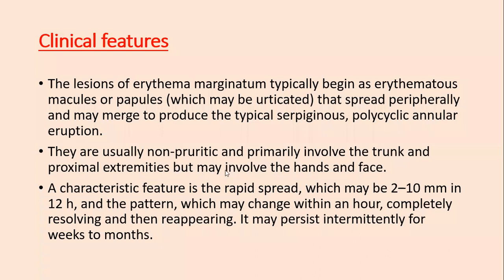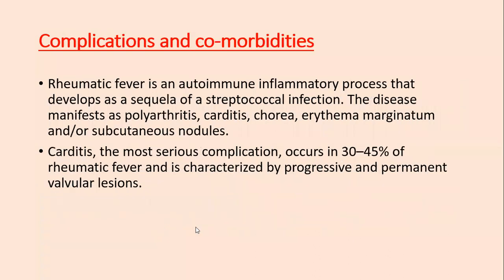The lesions are non-pruritic and primarily involve the trunk and proximal extremities. There is rapid extension, 2 to 10 millimeters in 12 hours, and may change within an hour, completely resolving and reappearing. Complication is rheumatic fever. The disease manifests as polyarthritis, carditis, chorea, erythema marginatum, and or subcutaneous nodules. Carditis is, of course, the most serious complication.